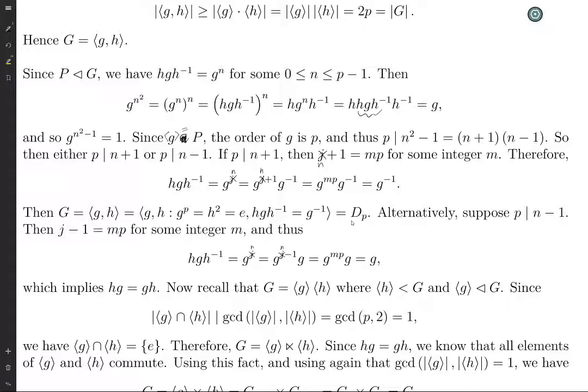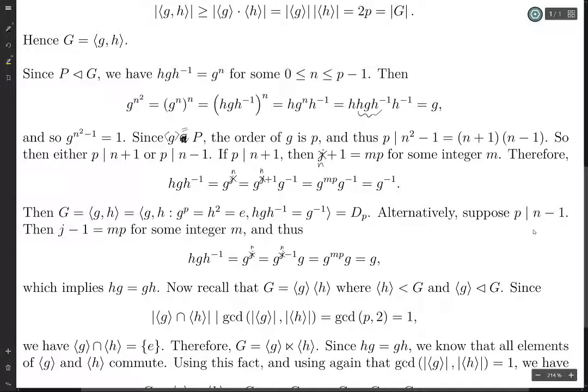So alternatively, we're going to suppose that p divides n minus 1, because that was the other scenario that we had here, and we'd better come up with G is cyclic in this case, and we'll show that that's true. Again, I used j here, this should be n, so n minus 1 is mp for some integer. Then we do a similar thing: HGH inverse, we know this is g to the n, which is g to the n minus 1 times g, then we get g to the mp times g, so this is g, and so you multiply on the right by h, and you get hg equals gh.